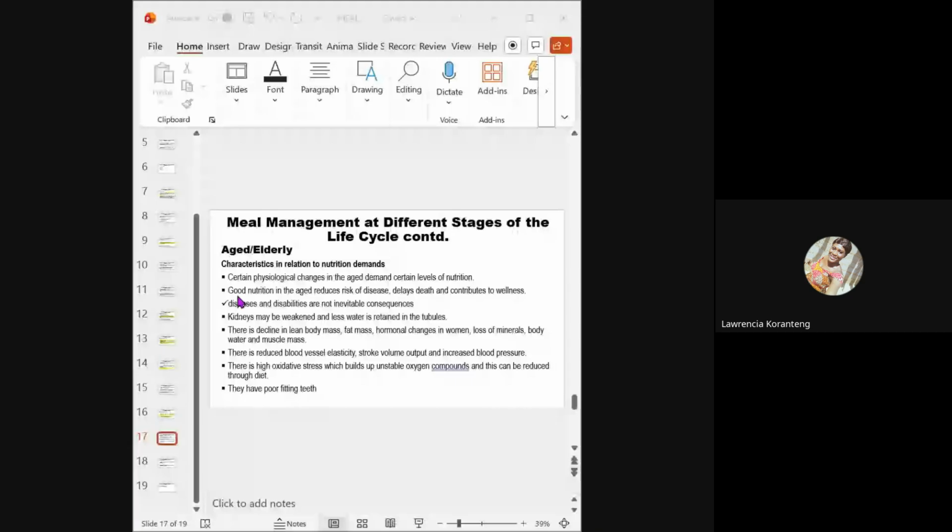There is decline in lean body mass, fat mass, hormonal changes in women, loss of minerals, body water, and muscle mass. That is why when they are growing up, the body starts to trim, because there is loss of body water and body mass. So this loss of minerals, loss of fat mass and all that, they cause the skin to wrinkle. So at this stage too, they need to replenish by drinking more water, eating more fruits and to look fresh and healthy all the time.